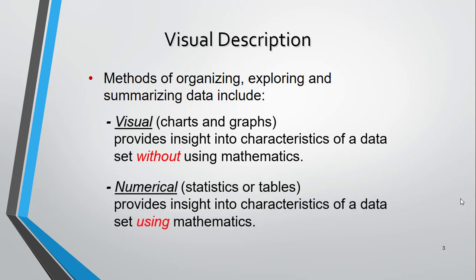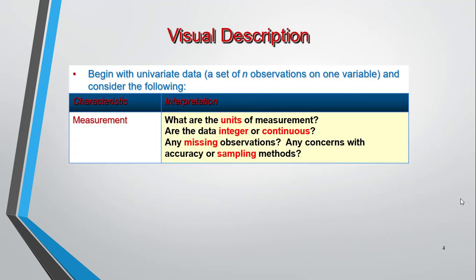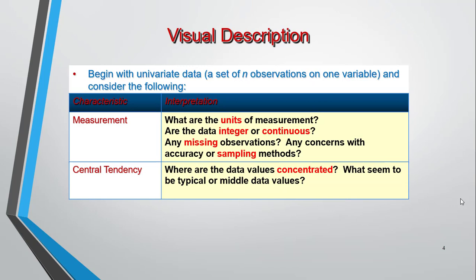There are two kinds of methods of organizing, exploring, and summarizing data. One is visual, just using charts and graphs that provide insight into the characteristics of a data set without using mathematics. The other way is numerical, using statistics or tables that provide insights into the characteristics of a data set using mathematics. Okay? We're going to cover first the visual, and then we'll cover numerical later. Okay? Visual descriptions. Let's begin with univariate data.